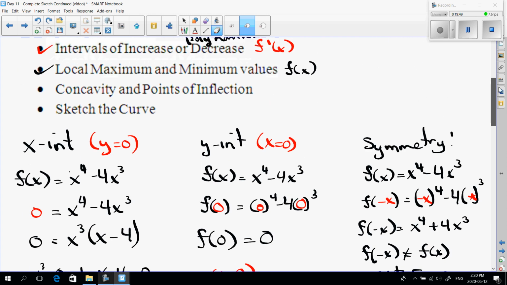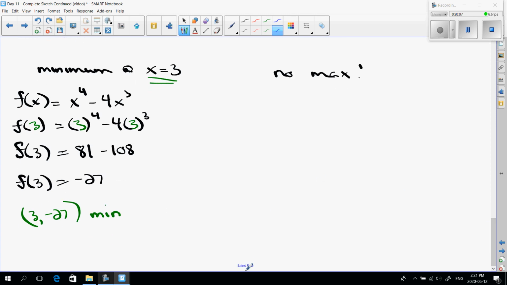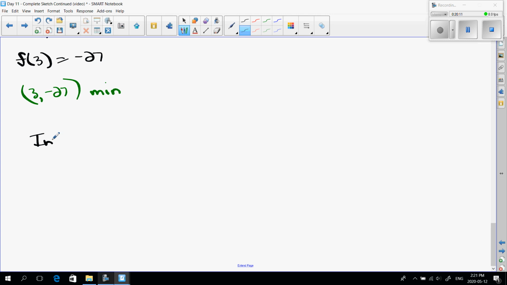Okay, concavity. Let's tackle this part first. For concavity, we're going to use something called f double prime, the second derivative. So if I want the intervals of concavity, I am going to use the second derivative.